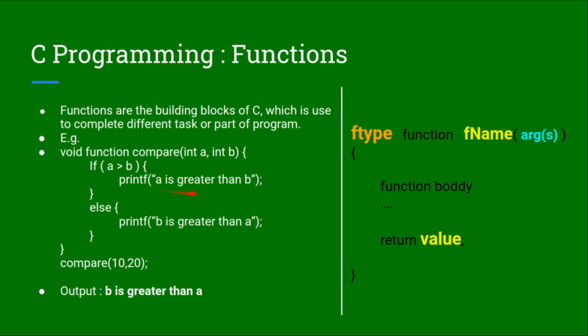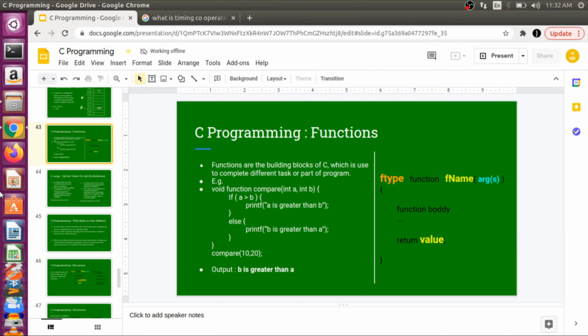Now a is 10 and b is 20, so what I will get as output is that b is greater than a. That is the whole job of a function. We will see some programming examples by which we can understand how we can achieve this. So let's start the program.